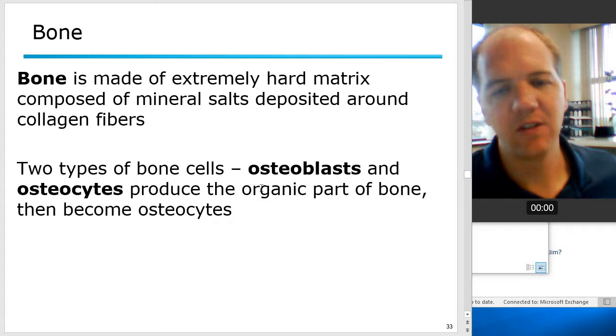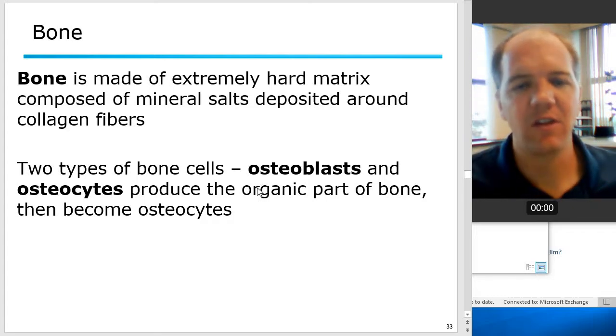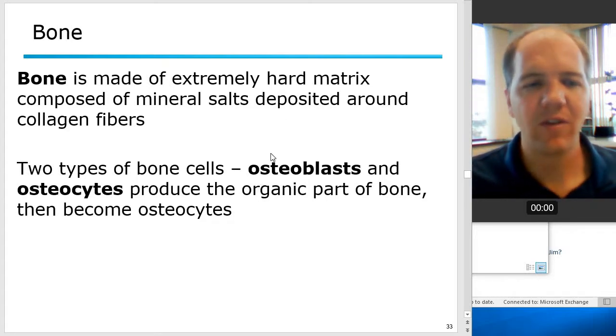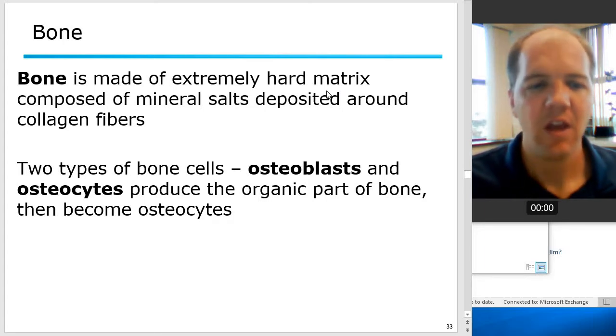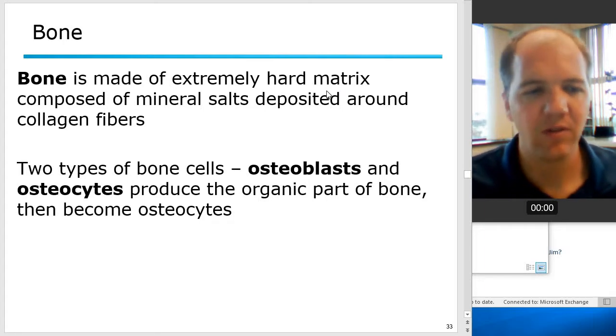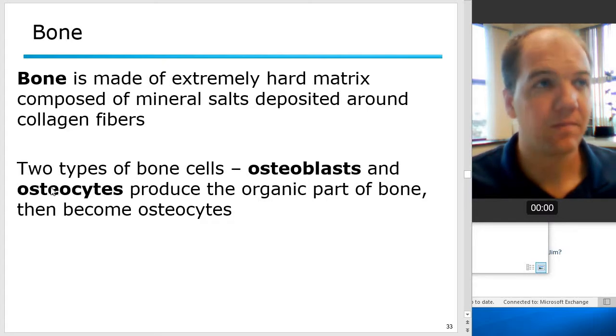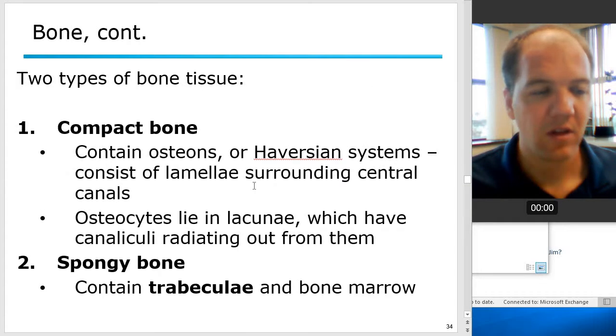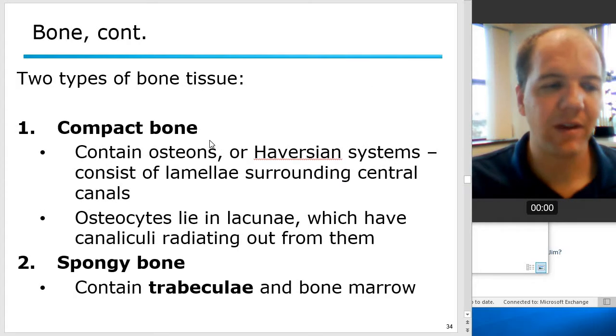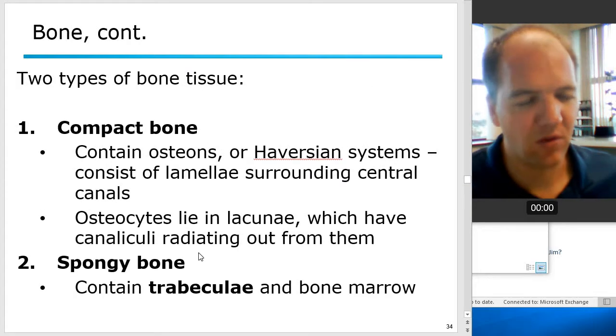Alright, the next type of connective tissue is bone. Bone is considered a connective tissue. Same sort of idea here. We have a matrix, which is a bony calcified matrix. It's produced by these cells in the bones called osteocytes, and their job is to produce that bone. We have two types of bone. We have compact bone and we have spongy bone.